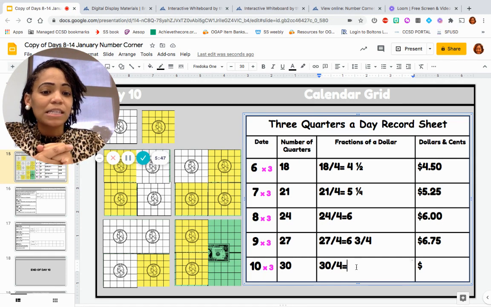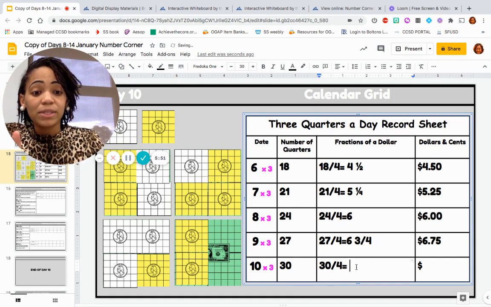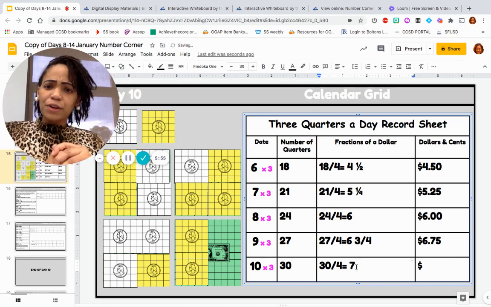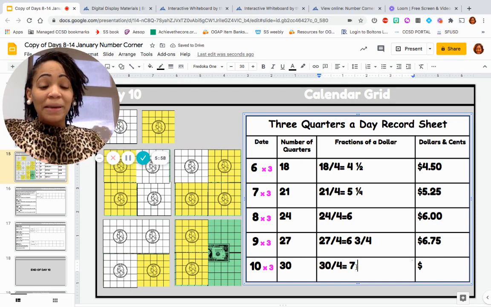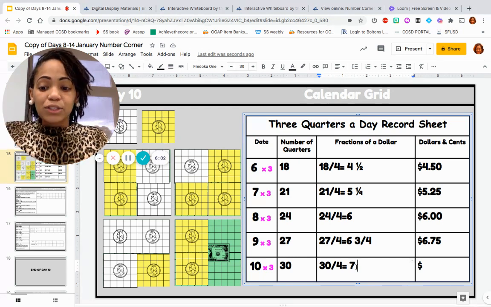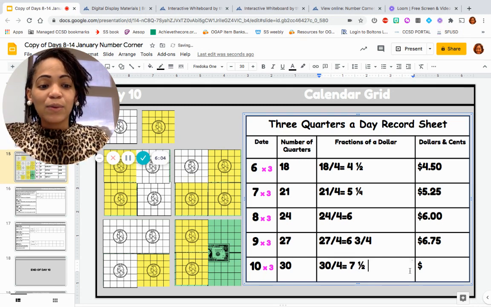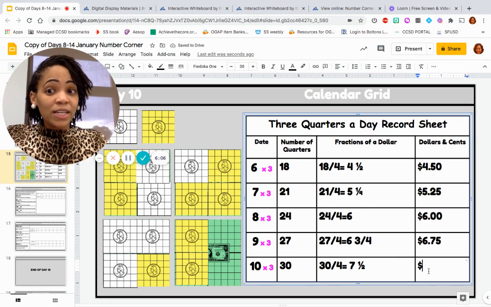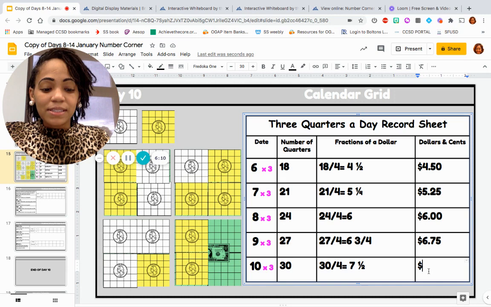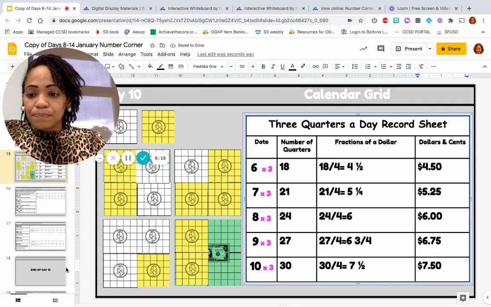What times 4 gives us a number close to 30? Right, 4 times 7. 7 times 4 is 28. And then what do we have left over? Or our remainder. We're going to talk a little bit about remainders today. Yeah, 2/4, or I'm going to write that as 1/2. And we already know that when there's a half there, that means we have 50 cents. So we have $7.50 from our 10th day of school.